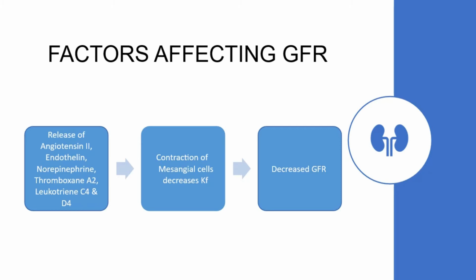The filtration coefficient is mainly determined by the area of the mesangial cell. So any factor which causes contraction of the mesangial cell will decrease their surface area, which in turn decreases filtration coefficient. Ultimately, all of this will cause a decrease in the glomerular filtration rate. As we can see in the flowchart, angiotensin II, which is a part of the renin-angiotensin-aldosterone system, endothelin, a powerful endothelial-derived vasoconstrictor, norepinephrine released by the sympathetic nervous system, thromboxane A2, leukotriene C4 and D4 are potent constrictors which cause an overall decrease in GFR.